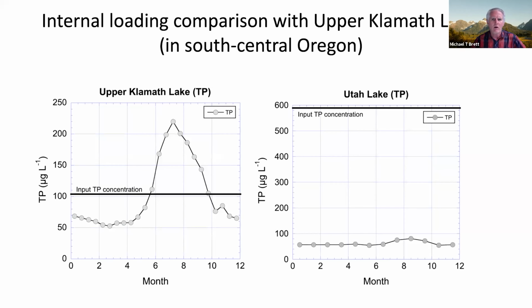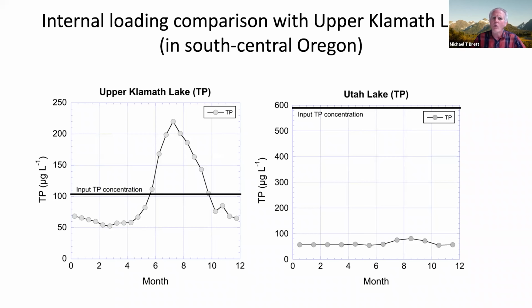And I compare in both cases the average phosphorus concentration from month to month in these lakes to the average input concentration. And you can see in Upper Klamath Lake, there's a massive pulse of phosphorus that comes out of the sediments during the peak summer algal growth period. And in Utah Lake, there's a much smaller pulse of phosphorus compared to Klamath Lake. In Klamath Lake, it's almost 200 micrograms per liter. In Utah Lake, the pulse coming out of the sediments, like I said already, is only about 24 micrograms per liter. So it's almost a factor of 10 less internal loading in Utah Lake than at Upper Klamath Lake.